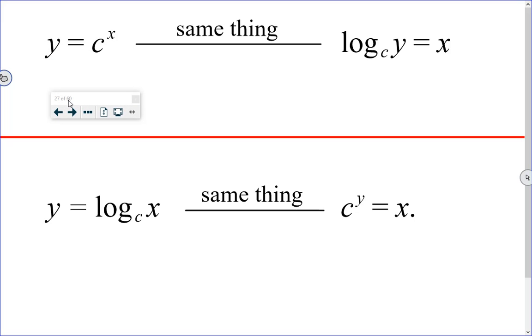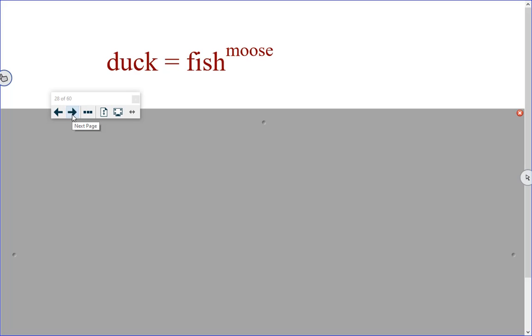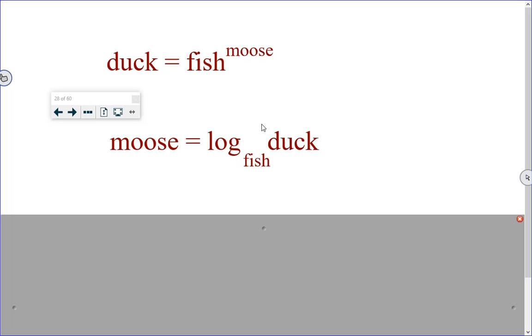These things are the same above the brownish line, and the things below the brownish line are the same. And I hope with a little bit of thought, I'm talking and asking you to think at the same time, which isn't ideal, but with a little bit of thought, I hope you understand that there's nothing special about the letters x and y. They could be anything. So for example, and I've mentioned this in my math classes to you before, everything we write on paper is just a squiggle that's meant to represent something. So if I said that duck was equal to fish raised to the moose, and we wanted to write that in exponential form, well, moose is the exponent, so moose is equal to the logarithm. And the base of the exponential expression is fish, so that's the base of the logarithmic expression.